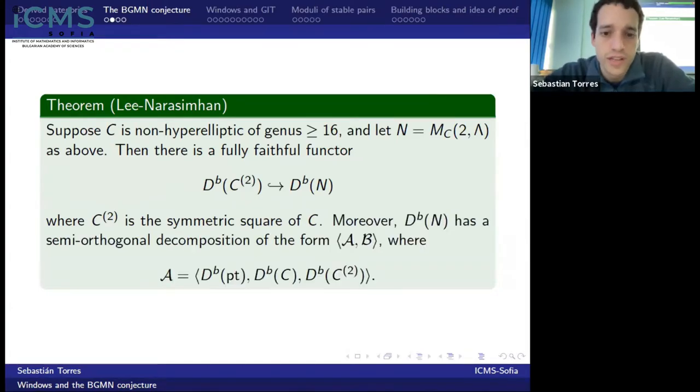You can start a semi-orthogonal decomposition like that when you have the derived category of a point, a curve, and then the symmetric square of the curve, and then whatever is left. And indeed, this is not random.